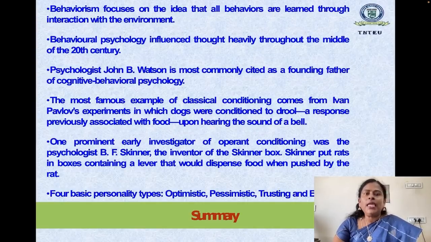One prominent early investigator of operant conditioning was the psychologist B.F. Skinner, the inventor of the Skinner box. Skinner put rats in boxes containing a lever that would dispense food when pushed by the rat. Four basic personality types: optimistic, pessimistic, trusting, and envious.